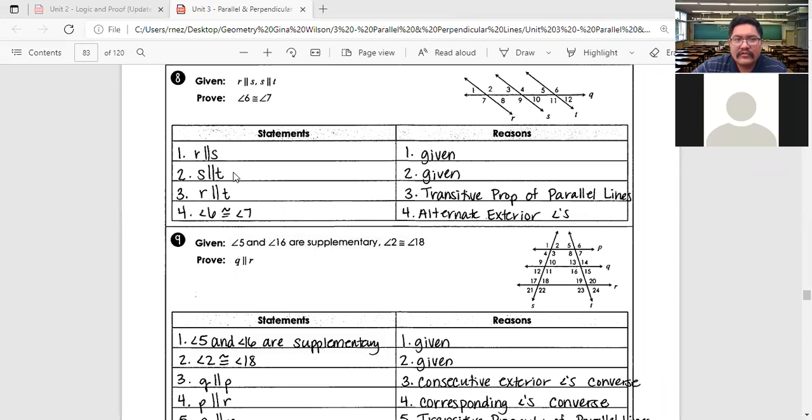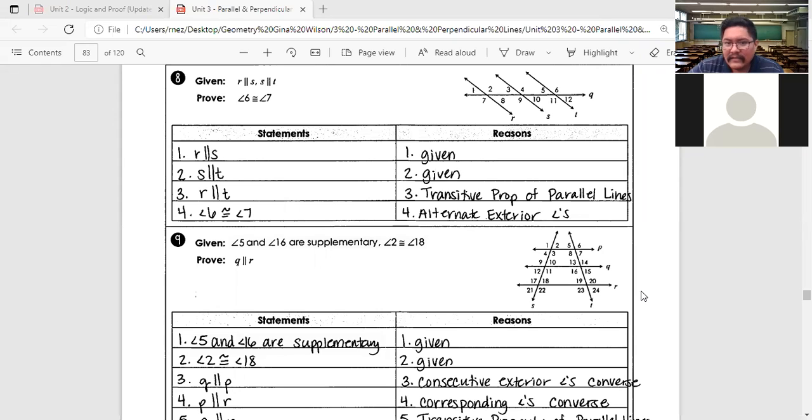All right, so if we use transitive property, right? So R to T, because they're both parallel to S. Since R and T are both parallel to S, we know that they're both parallel to each other. So just a simple transitive property of parallel lines. Or you could just say transitive property as well. You know, I'd probably be fine with that. And since we know that R and T are definitely parallel now, we know that 6 and 7 would basically just count as alternate exterior angles.